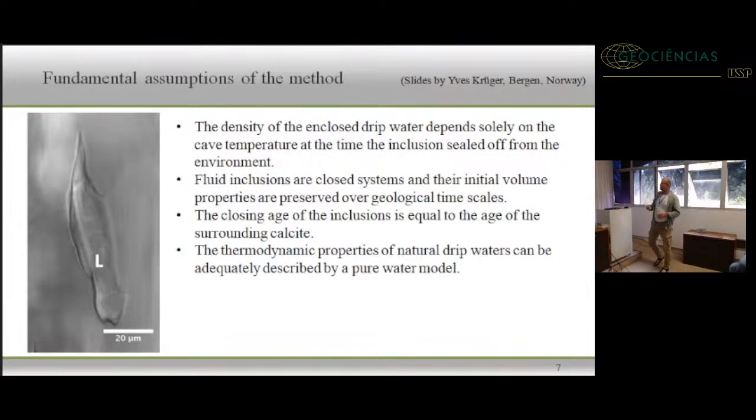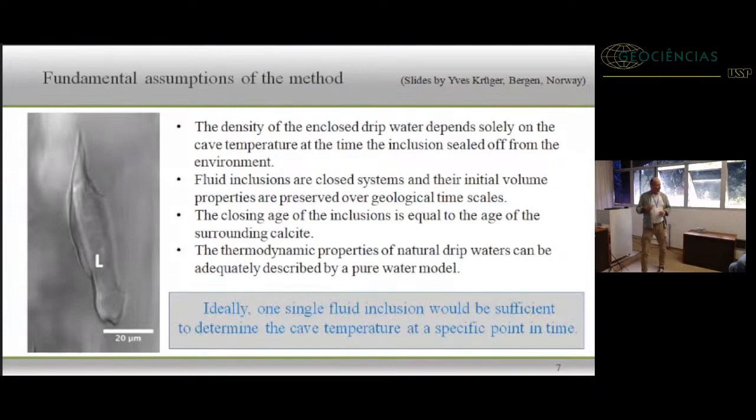Okay, fundamental assumptions. Density depends only on the cave temperature, right? The fluid inclusion is a closed system. When you start messing with it after the formation, you change pressure and things like that, then you're screwed, basically, because your temperature doesn't work anymore. And then, of course, there is this assumption that the closing age of the inclusion has the same age of the surrounding calcite. It's very difficult to do that differently. And then the model needs to follow the thermodynamic rules, essentially, right? So this is quite simple.